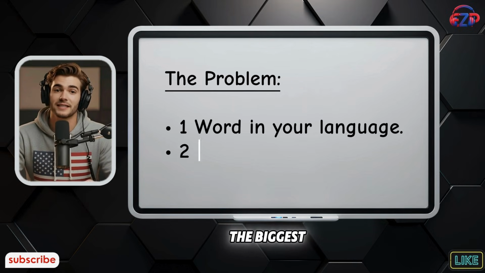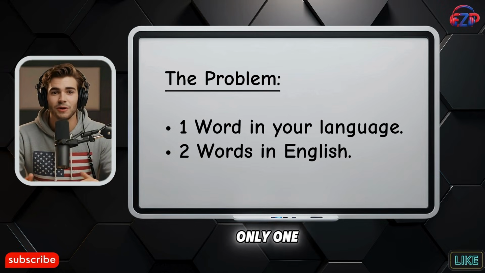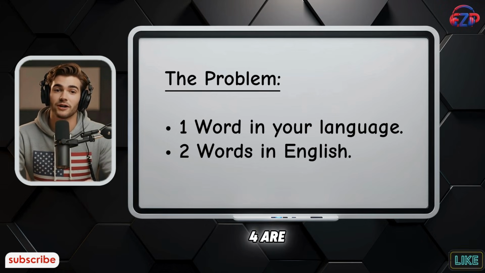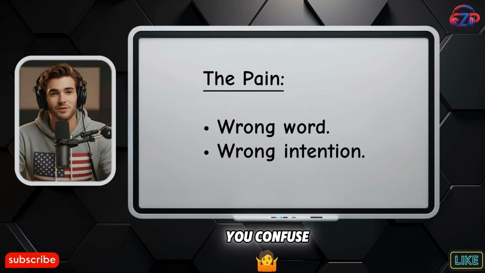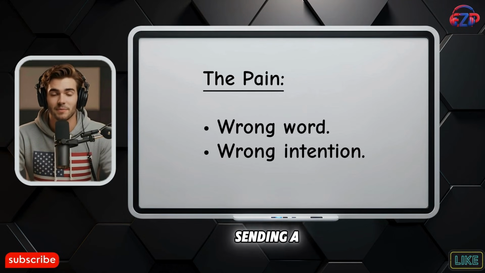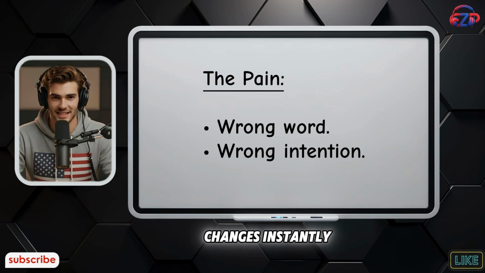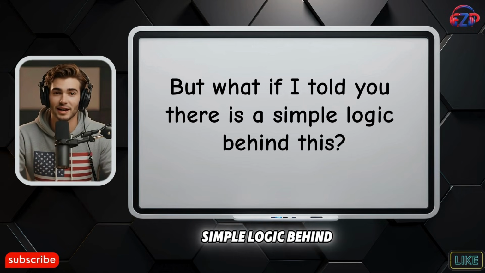This is one of the biggest nightmares in English. In many languages, there is only one word for both, but in English, to and for are completely different. If you choose the wrong one, you confuse the listener. Are you sending a message or are you doing a favor? The meaning changes instantly. But what if I told you there is a simple logic behind this?